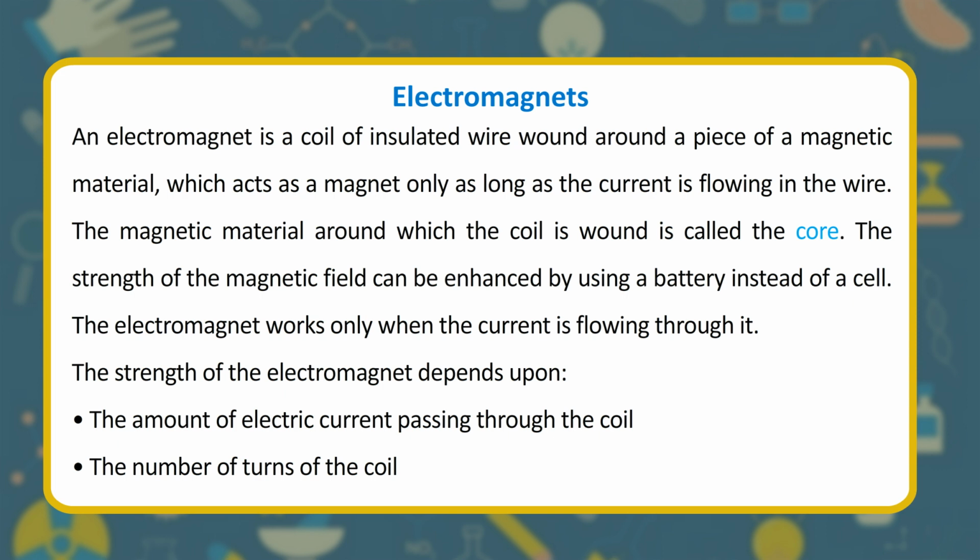Electromagnets. An electromagnet is a coil of insulated wire wound around a piece of magnetic material, which acts as a magnet only as long as the current is flowing in the wire. The magnetic material around which the coil is wound is called the core. The strength of the magnetic field can be enhanced by using a battery instead of a cell. The electromagnet works only when the current is flowing through it. The strength of the electromagnet depends upon the amount of electric current passing through the coil and the number of turns of the coil.